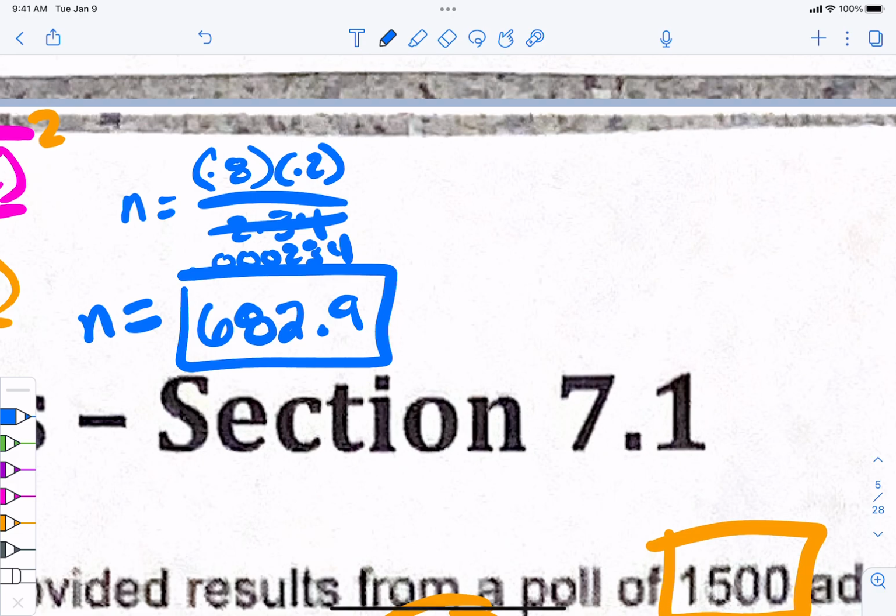All right, one more thing though. We're working backwards. We're solving for N. What does N mean? The number of people I have to survey, right? Like the group that I have. You can't have 0.9 of a person. Round it. 683.